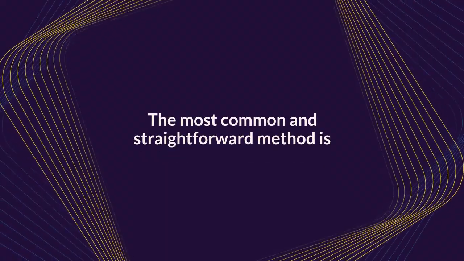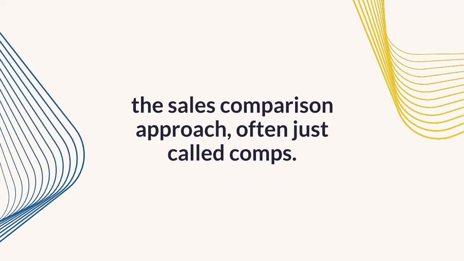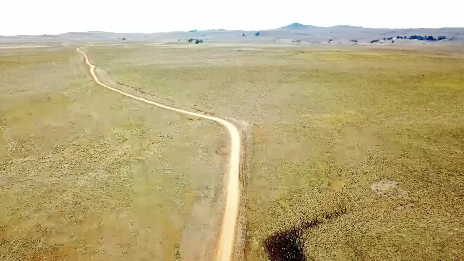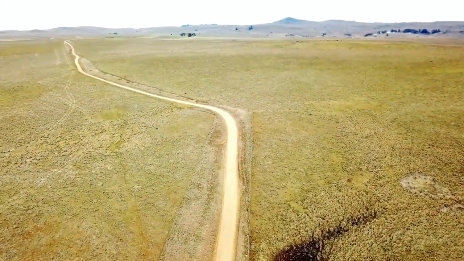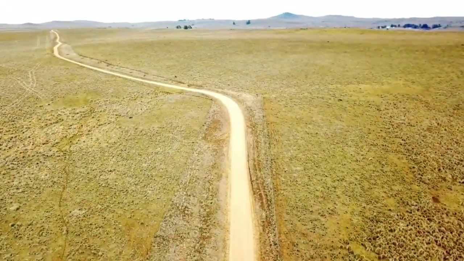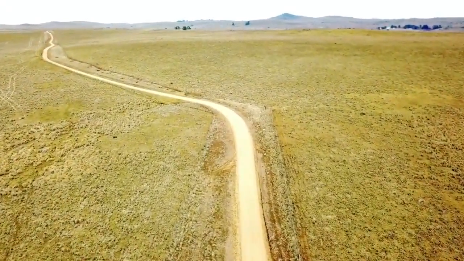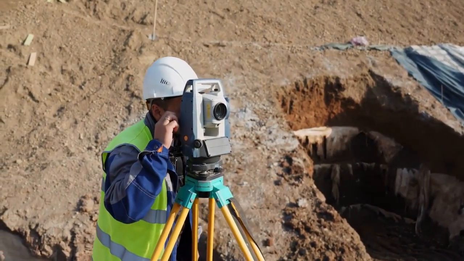The most common and straightforward method is the sales comparison approach, often just called comps. This is where you look for recent sales of similar vacant lots in the same area. The key word here is similar. You need to compare parcels of a similar size, with the same zoning restrictions, similar topography, and comparable access to roads and utilities.